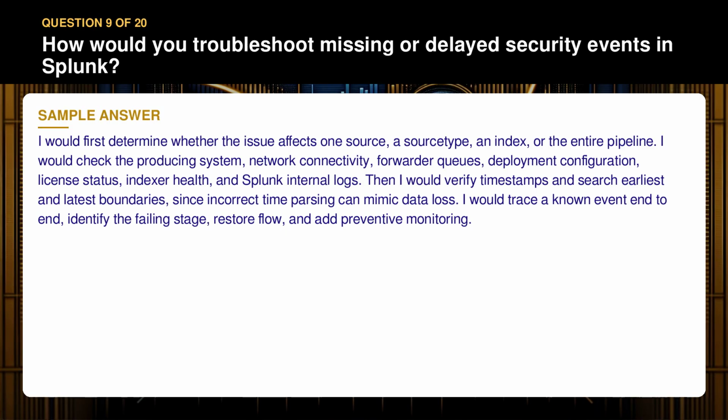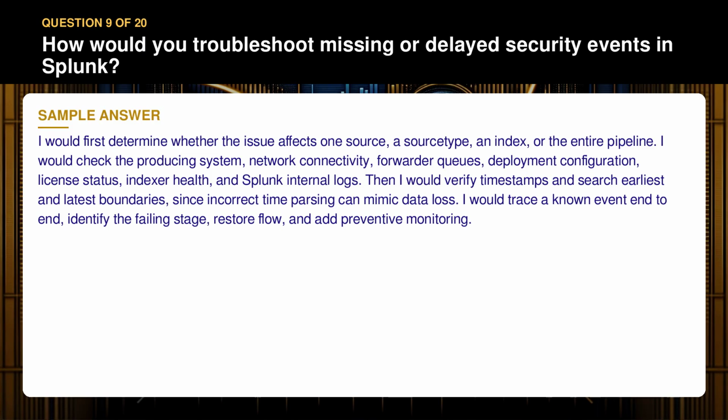I would first determine whether the issue affects one source, a source type, an index, or the entire pipeline. I would check the producing system, network connectivity, forwarder queues, deployment configuration, license status, indexer health, and Splunk internal logs. Then I would verify timestamps and search earliest and latest boundaries, since incorrect time parsing can mimic data loss.